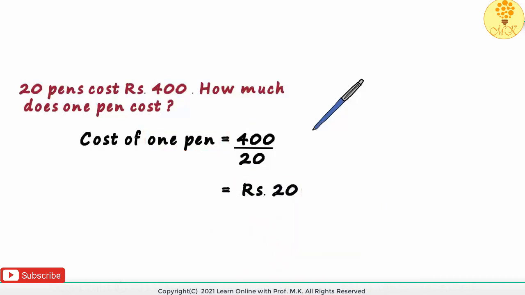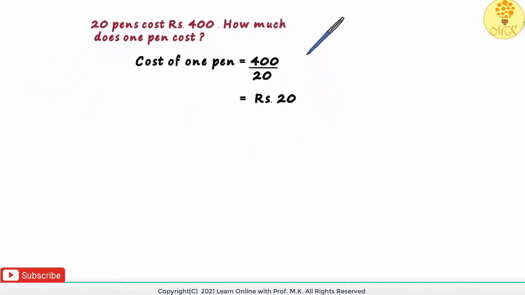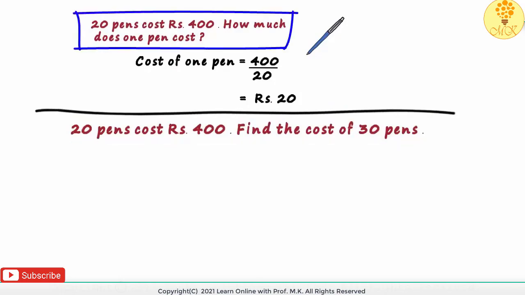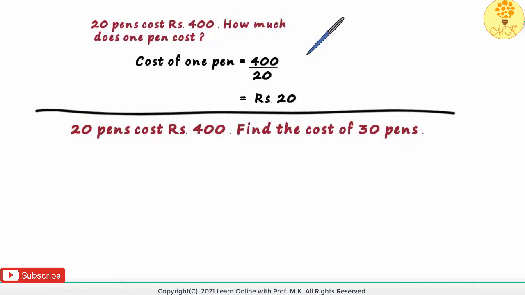So this problem was very simple. If we are given the total cost of many items, we divide the total cost by the number of items to find the cost of one item. Here's the next problem. 20 pens cost 400 rupees. Find the cost of 30 such pens. If you think the previous problem was easy, this one should also seem easy. But that is not always the case.